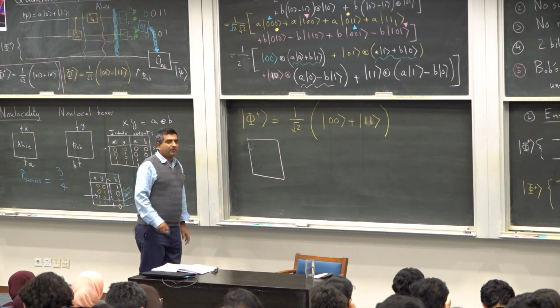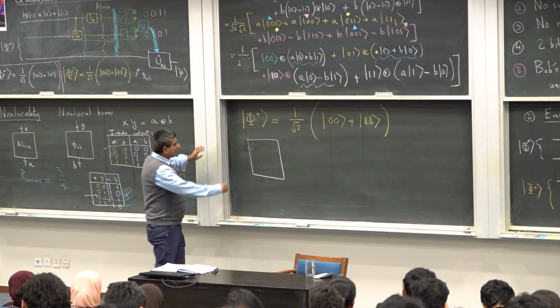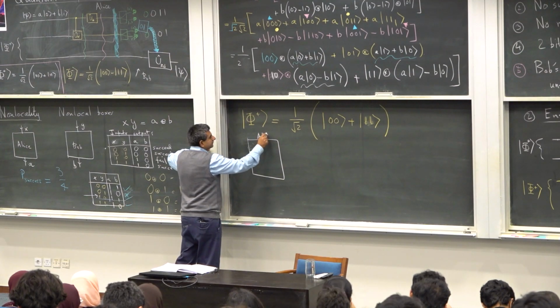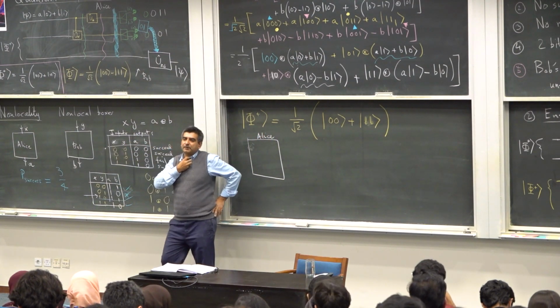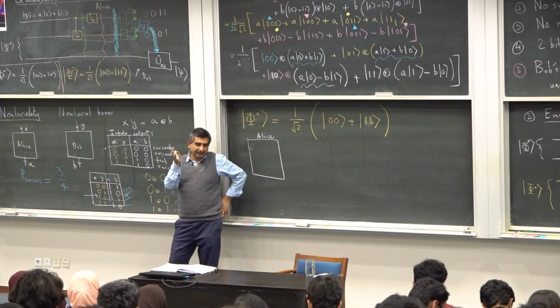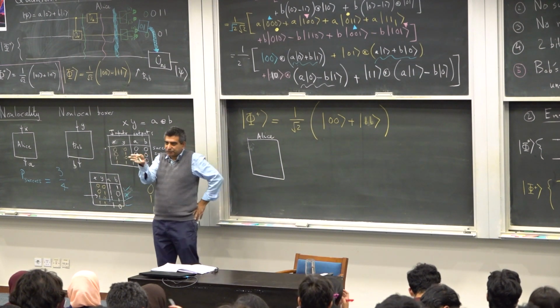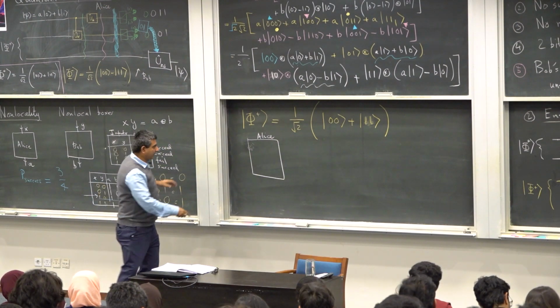All right, so now let's talk about Alice. Now Alice has two possible inputs, two possible values of x. x could be 0 and x could be 1.